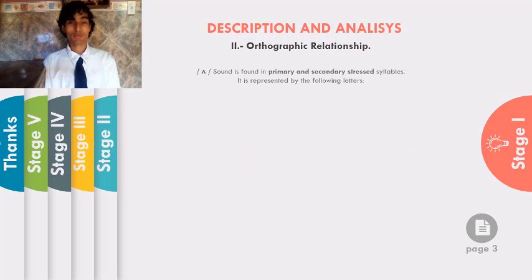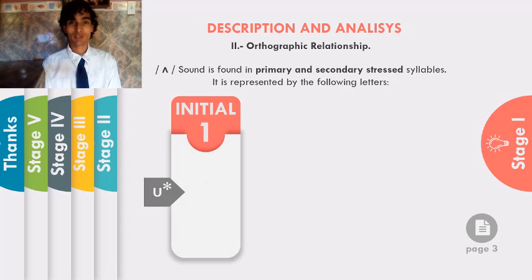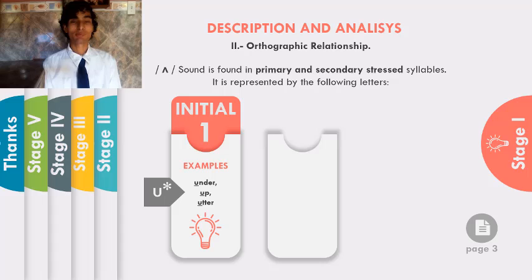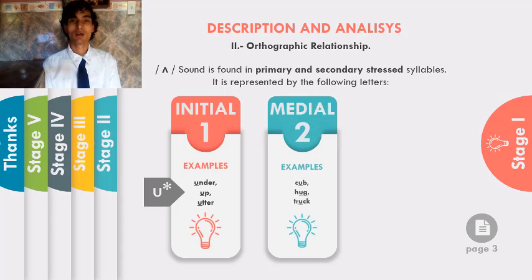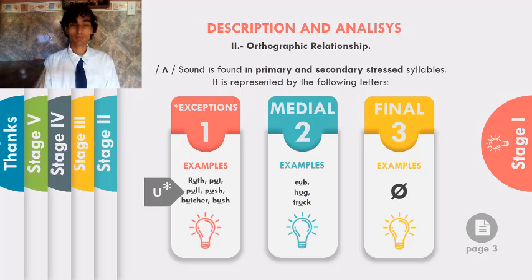Now let's take a look in page 3 at the orthographic relationship for the stressed schwa sound. Stressed schwa sound can be found in primary and secondary stressed syllables, and it can be represented in English by the following letters and the following positions. With letter U, it can be found in initial position in words like under, up, and utter. In medial position, it can be found in words like cub, hug, and truck. We cannot find this sound in final position. Some exceptions to this relationship would be words like ruth, put, pull, push, butcher, and bush.